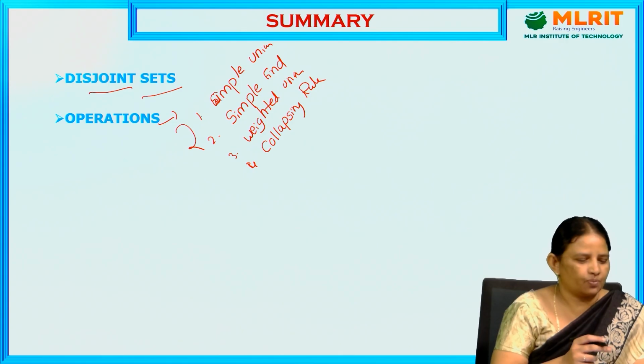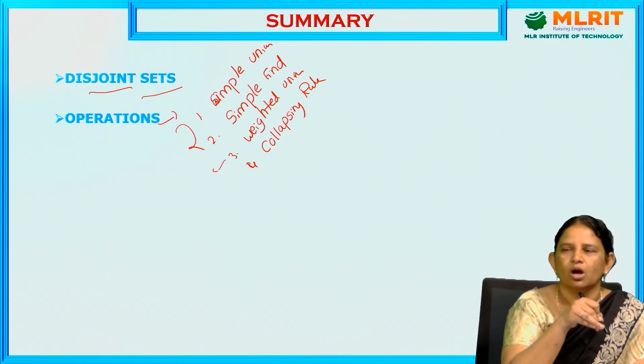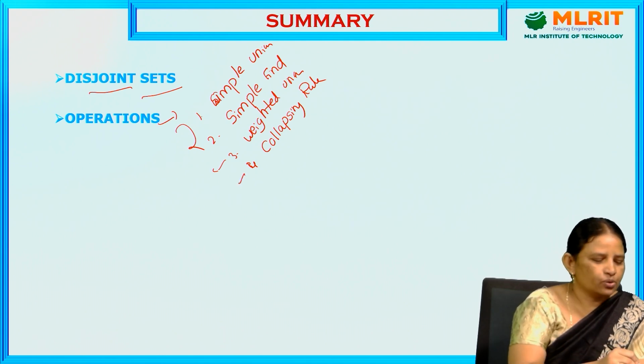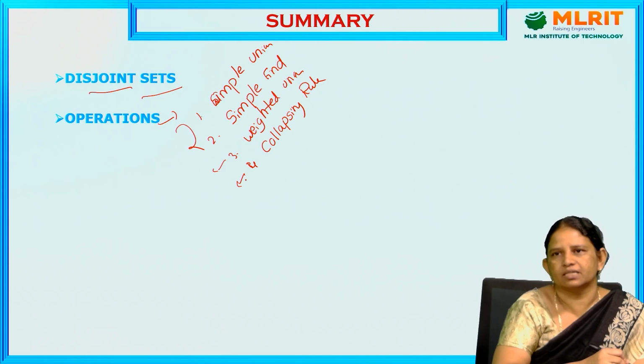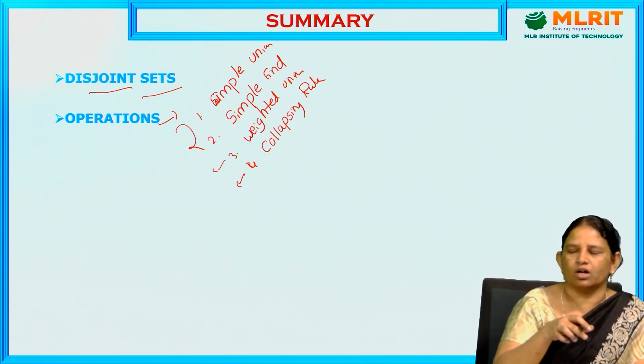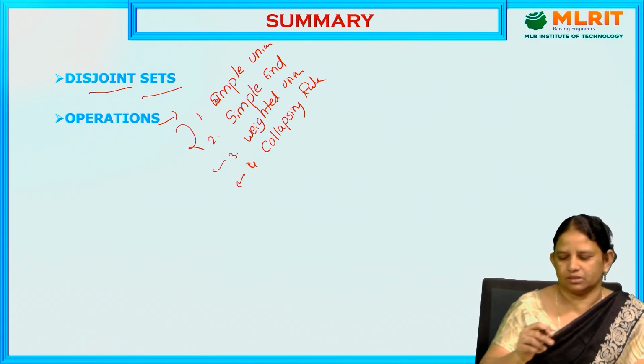So the purpose is the same. Weighted union also combines the 2 sets, but it follows some rules before adding the 2 trees as a single tree. The collapsing rule always returns the root node, or the parent node. As the name implies, it will collapse all the nodes in the path from the root node to the corresponding node and return the corresponding parent.